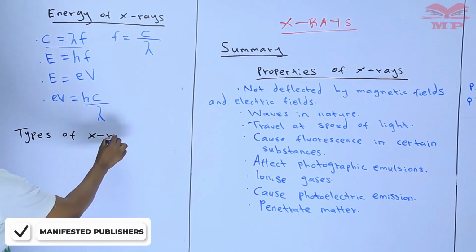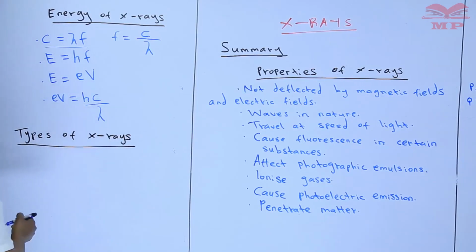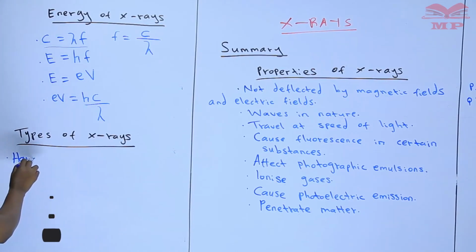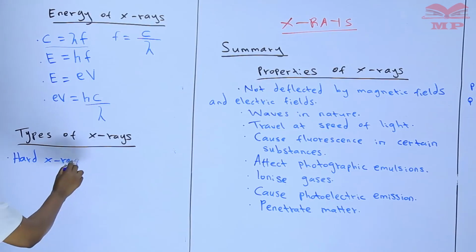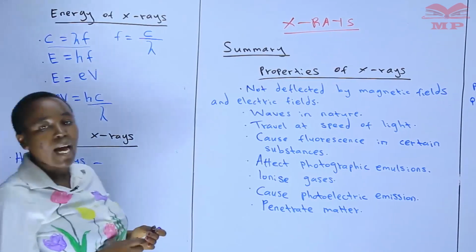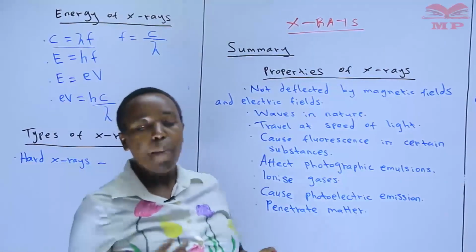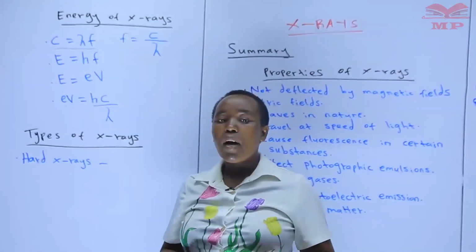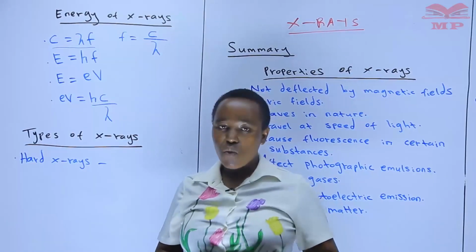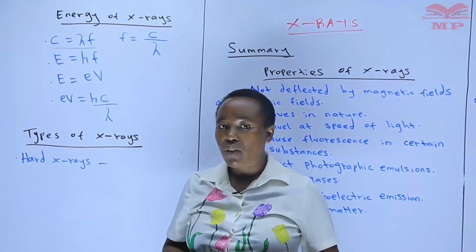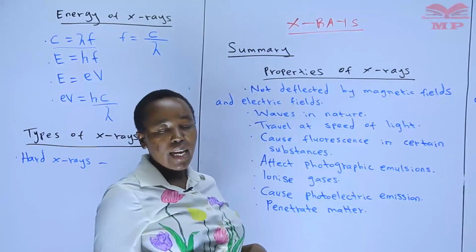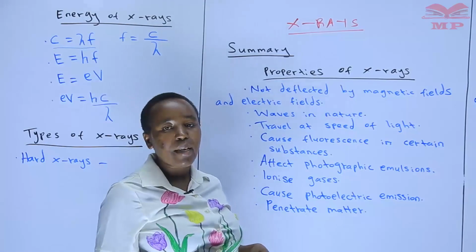types of X-rays, where we looked at two types, that is hard X-rays and the soft X-rays. So we can start with the hard X-rays. Hard X-rays are produced by fast-moving electrons resulting from high accelerating voltage, that is between the cathode and the anode. And we say that they have shorter wavelengths and therefore high penetrating power.